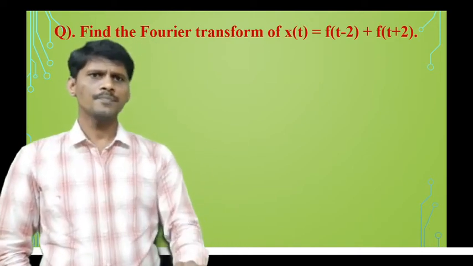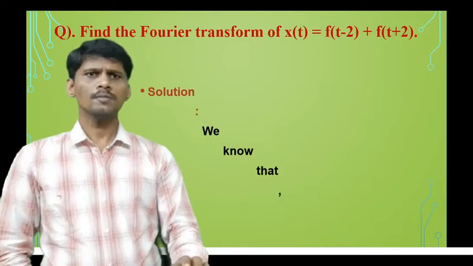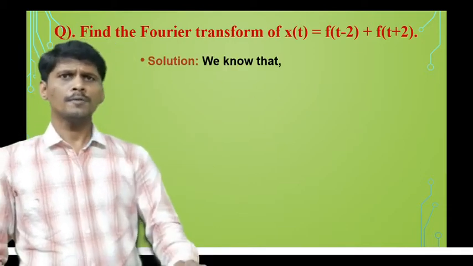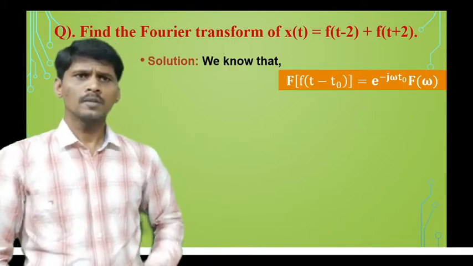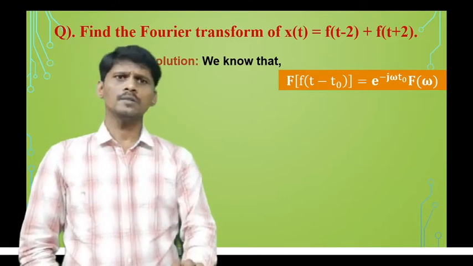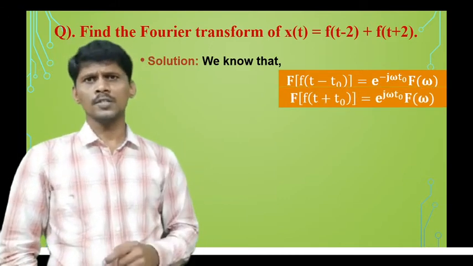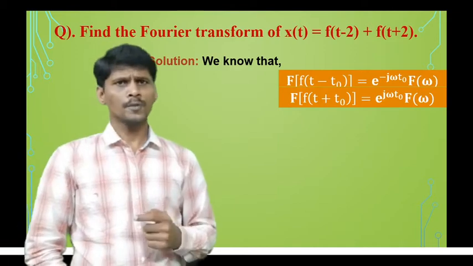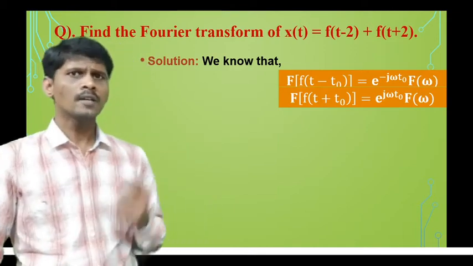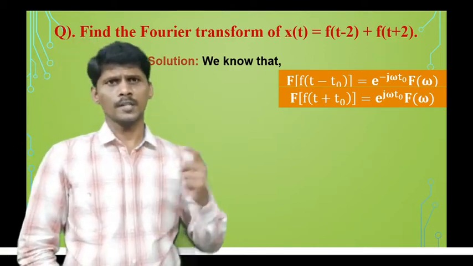So given that x of t is f of t minus 2 plus f of t plus 2. So we know the Fourier transform of f of t minus t naught and the Fourier transform of f of t plus t naught. Those are the time shifting property of the Fourier transform.